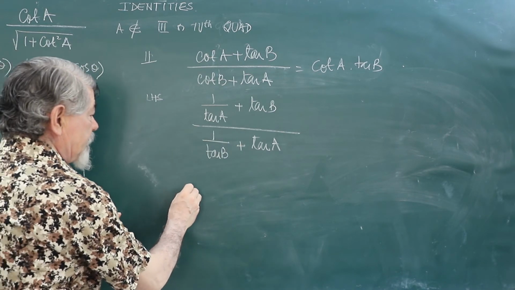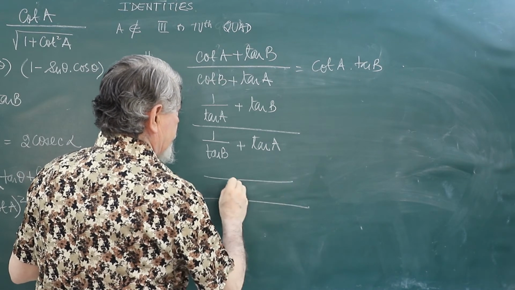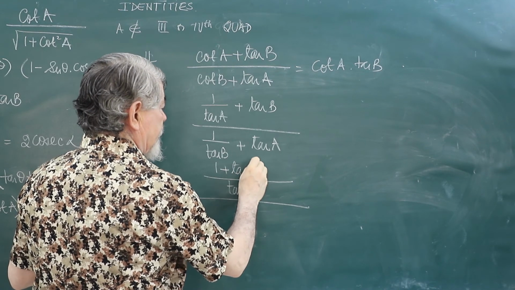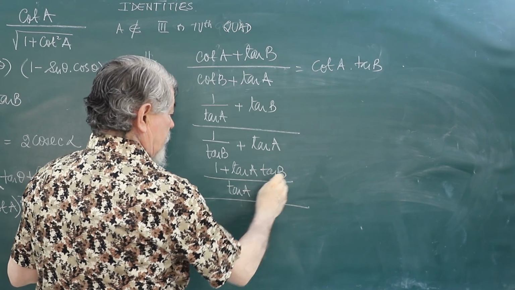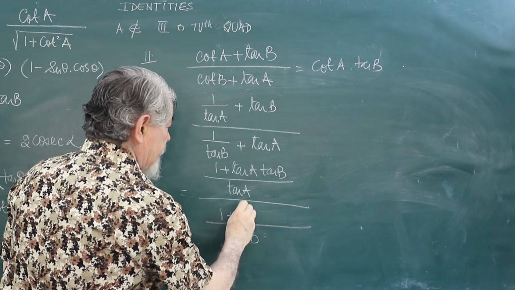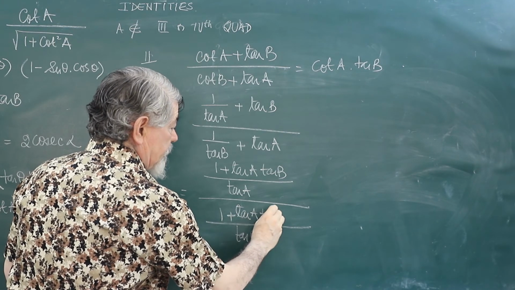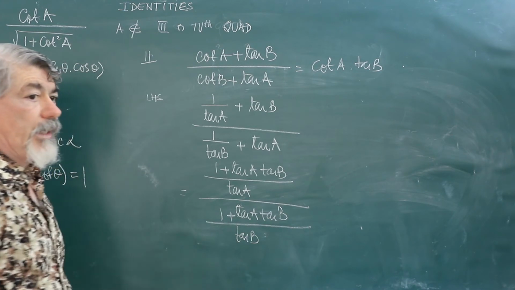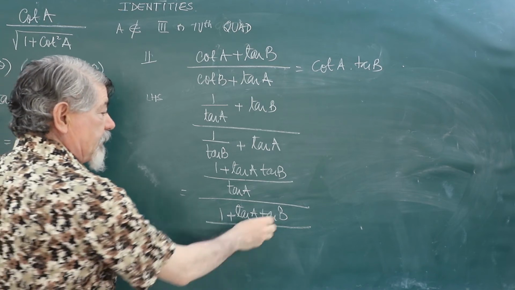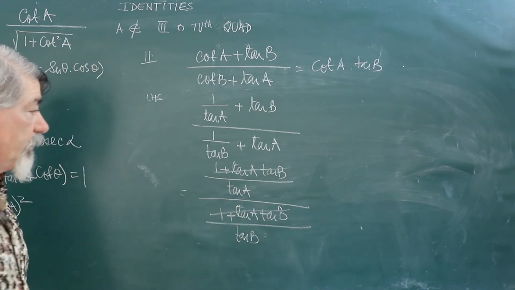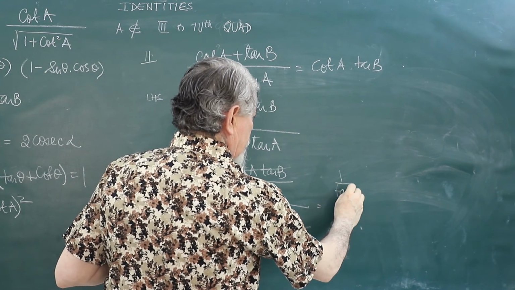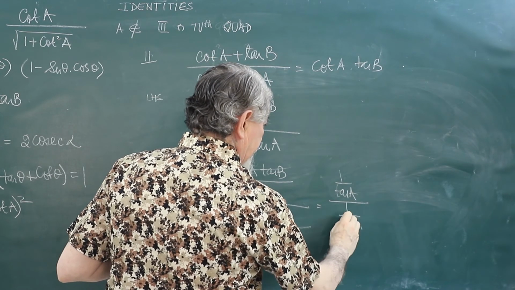Now when I take the LCM, in the numerator I get tan A and I get 1 plus tan A tan B. In the denominator, I will get tan B and I will get 1 plus tan A tan B. Now this 1 plus tan A tan B, and here also it is 1 plus tan A tan B, they will cancel each other. What will you be left with? 1 upon tan A upon 1 upon tan B.